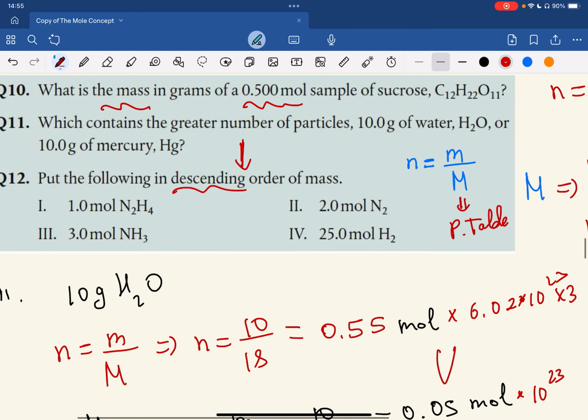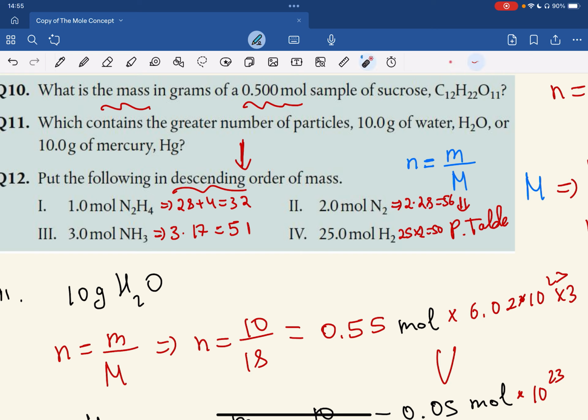If you use the periodic table, 1 mole of N2H4 will be 28 plus 4, which is 32. 3 moles of NH3 will be 3 times 17. Where did 17 come from? 14 from nitrogen and 3 from hydrogen, which gives us 51. 2 moles of N2 will be 2 times 28, which is 56. And the last one is 50. In descending order, first comes 56, then 51, then 50, then 32.